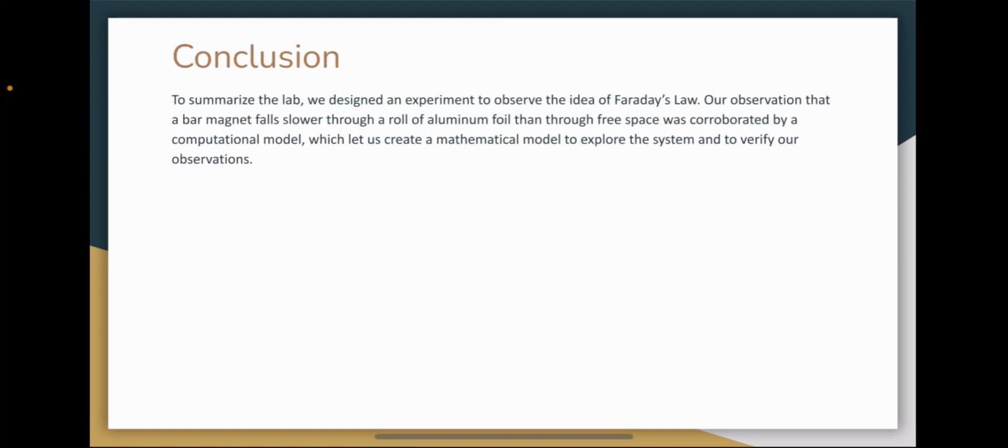In conclusion, to summarize, we designed an experiment to observe the idea of Faraday's law. Our observation that a bar magnet falls slower through a roll of aluminum foil than through free space was corroborated by a computational model, which led us to create a mathematical model to explore the system and to verify our observations.